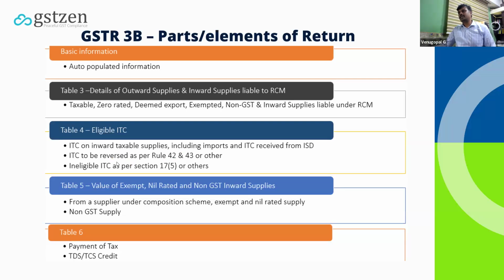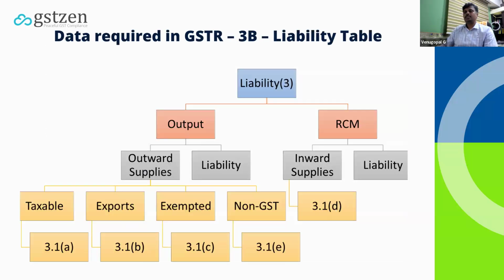Coming to GSTR 3B, table 3 is outward liability, table 4 is eligible ITC, table 5 is reporting of exempt supplies, table 6 is payment of tax. Liability, both outward related and RCM related. Outward, for the taxable turnover, you are reporting in 3.1A. Exports 3.1B. In 3.1A, B2B and B2C are all put together. Exempted is 3.1C and non-GST is 3.1E. RCM related liability will get captured in 3.1D.